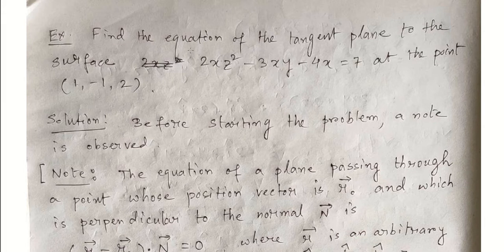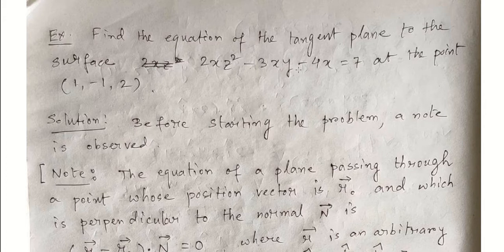The example is: find the equation of tangent plane to the surface 2xz² − 3xy − 4x = 7 at the point (1, −1, 2). So this is a scalar field because there is no i, no j, no k. This is simply an equation given in the form of x, y, z. So it is a scalar field.